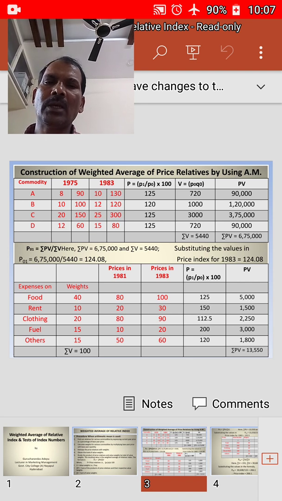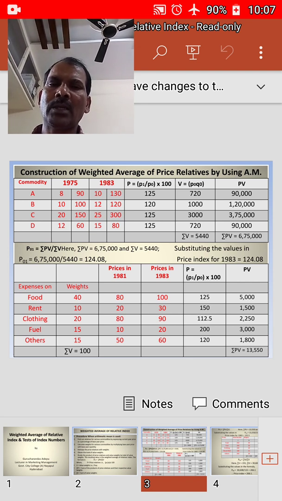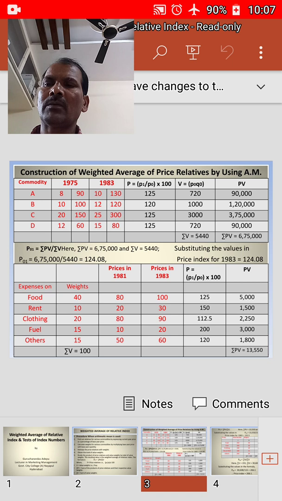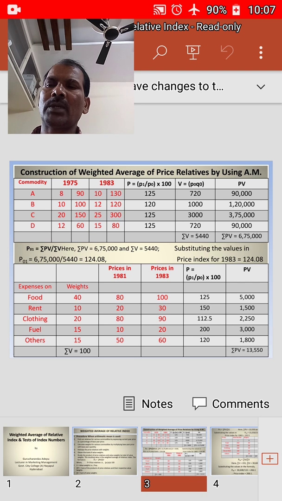150 by 30, that is 5, 30 by 20, that is 1.5 into 100, 150. 90 by 80, that is 1.125, that is into 100, that is 112.5. And 20 by 10, that is 2 into 100, 200. 60 by 50, that is equal to 1.20, into 100 is equal to 120. Right, now we need to calculate pv.